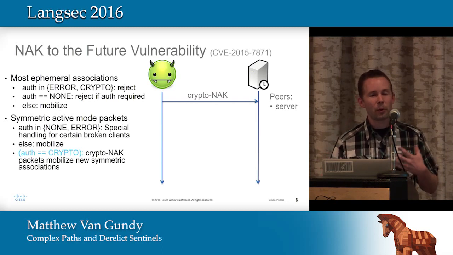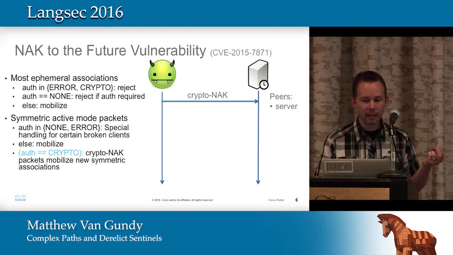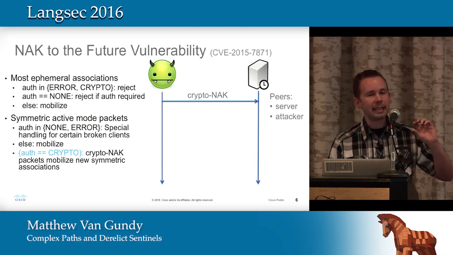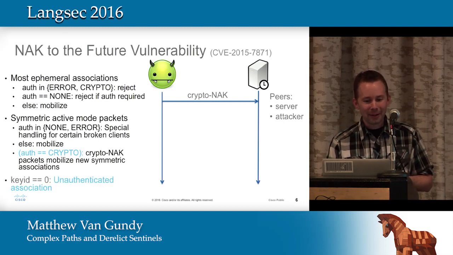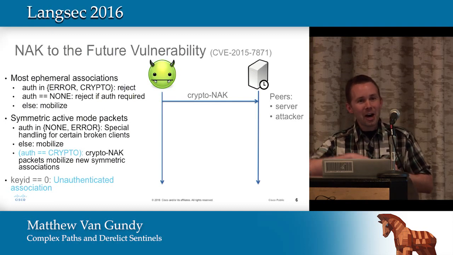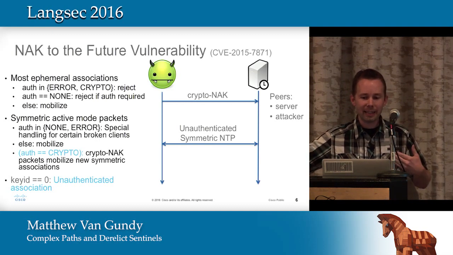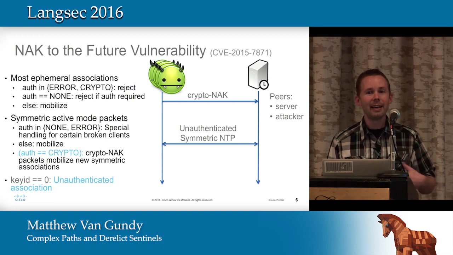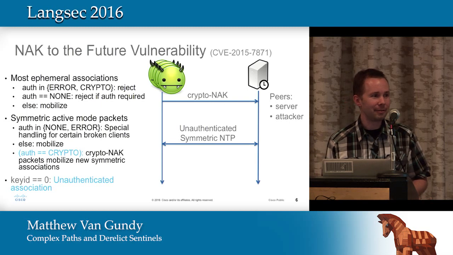So we might ask at this point, how does the attacker know what key to use to communicate over what should be an authenticated association? Well, it turns out that NTP also reuses key ID 0 internally to mean it's unauthenticated. So that crypto NAC packet sets up an unauthenticated association, at which point the attacker can just use unauthenticated symmetric NTP and control the victim's clock. And the attacker can basically do this as many times as necessary to override any legitimate time sources a victim might have.